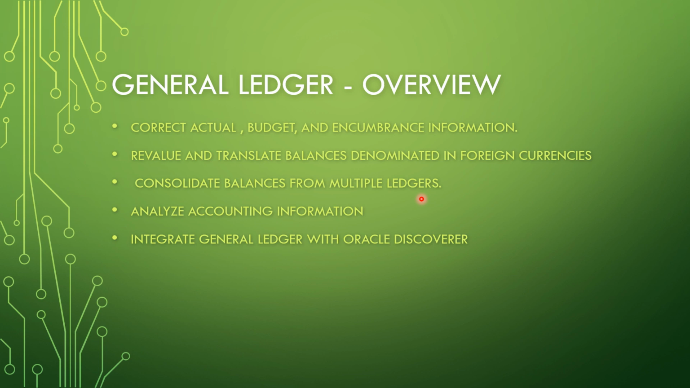Consolidate balances from multiple ledgers. Yes, you can have more than one ledger, so you can do a consolidation. There is a consolidation in general ledger, which we will see. Analyze accounting information. General ledger is always for analyzing, at various levels: consultants, management, everyone will analyze. Auditors can analyze in read-only format. Integrate general ledger with Oracle Discoverer. Oracle Discoverer is a technical tool; there also you can integrate general ledger for creating multiple reports.